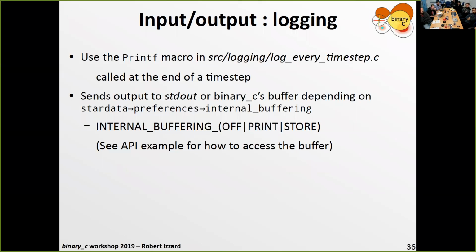Now, if you want input and output, I've already said a little bit about this. You use the printf macro. There are lots of examples in the log every time step function. That's where you should put your output. Depending on this internal buffering parameter, it then decides whether to either do nothing, which is off, very rarely used, but it could be, or print it, which is the equivalent of printf straight to the screen, or store it. So I think that's relatively straightforward, but you should only put logging in log every time step. The reason for that is it's called when time steps succeed, because sometimes they fail, and then you don't want to do it.